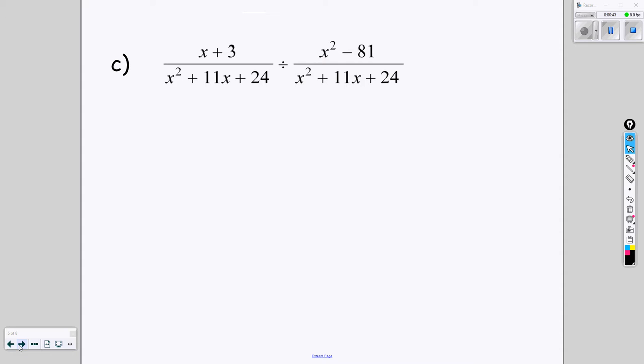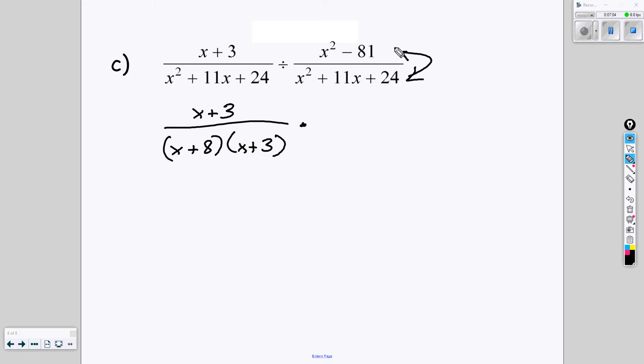All right. So for C, let's rewrite, and this time as I rewrite, I'm going to factor to cut out some unnecessary steps. So x squared plus 11x plus 24 factors to be x plus 8 times x plus 3. Now as I rewrite this, I'm going to factor it as well. So this is x squared plus 11x plus 24, which is also x plus 8 times x plus 3. You might have noticed these two trinomials were the same. And then we have x squared minus 81, which is just x plus 9 times x minus 9.